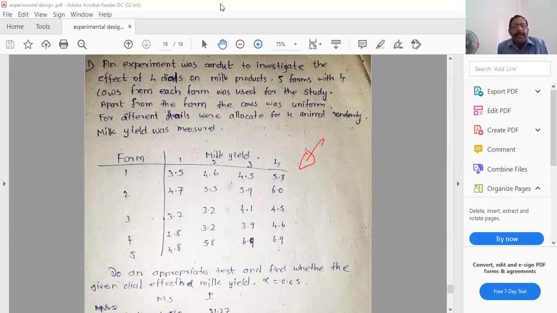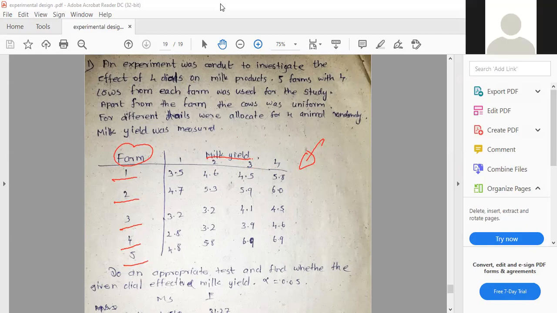You have already done this by manual. Now we are going to do it using SAS. So this is the farm. There are 5 farms. Milk yield of cows. How many cows? Totally we have 20 cows. Tell me what is the treatment here? Diet. Yes, the diet is the treatment here.